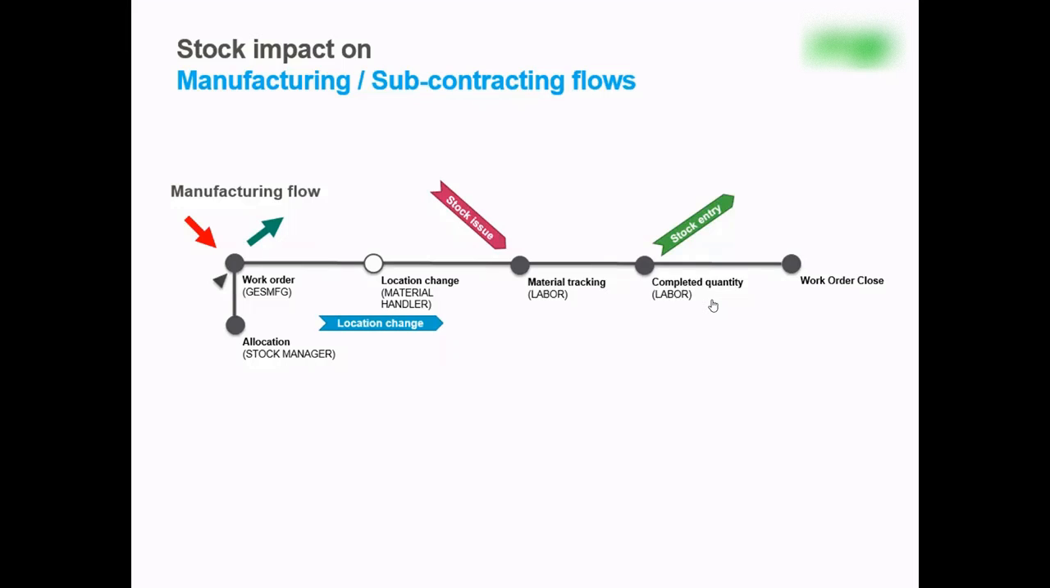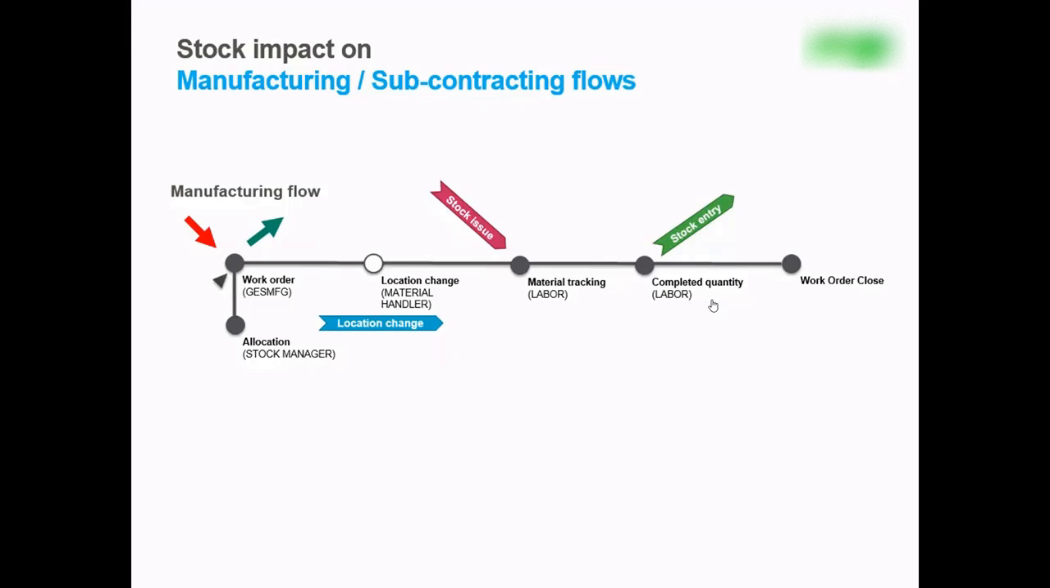In addition, the work orders increase the projected stock of the manufactured good at the date of the planned end date of the work order. On the contrary, the work orders decrease the projected component stock at the date of the planned start date of the production.